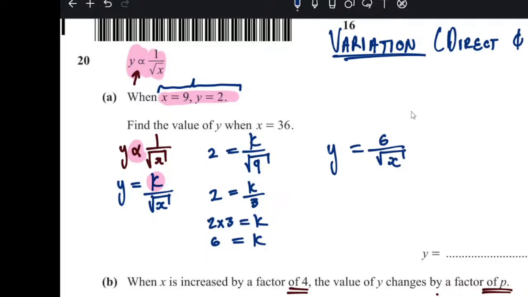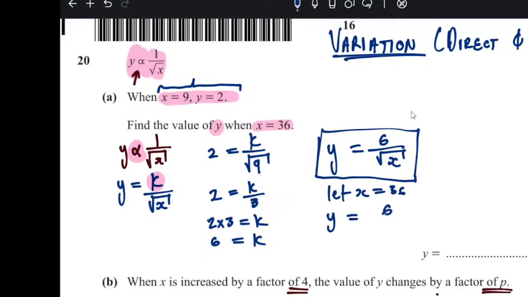Hooray! Well done. Now you can look at the question. Don't look at the question until you get to this stage here. Are we together? Now you can look at the question. What does the question then say? Find the value of y when x is 36. So you come here and you say, let x be equal to 36. So you now have y is equal to 6 over root of 36. Root of 36 is 6. You get y equal to 1. So the value here is 1.